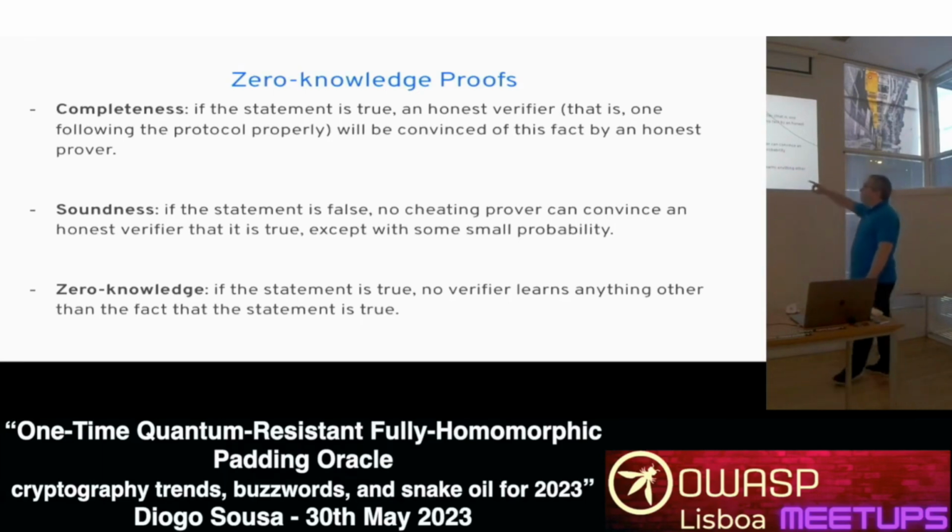And here is the important one, which is soundness. Okay? If the statement is false, no cheating prover can convince an honest verifier it is true, except for some small probability. So what's this wrinkle here with probability? So the probability is the following.